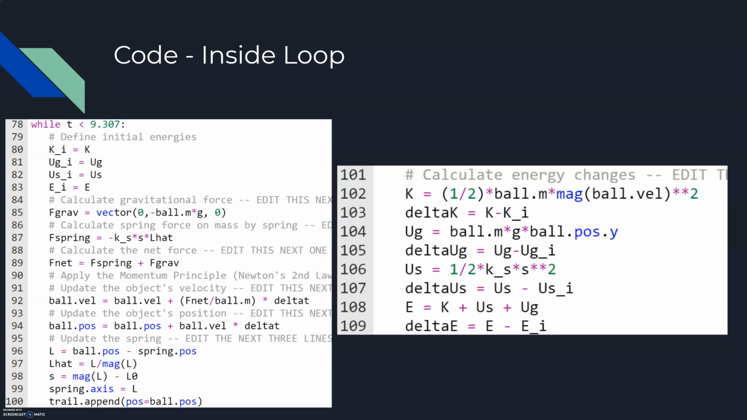Finally, we had to calculate the energy from the data found so far. The kinetic, gravitational potential, and spring potential were all found from the formulas found before, and the changes in energy were all found by subtracting the initial energies from the energies just found. The total energy was set to the three energies added together, and the change in total energy was found by subtracting the initial total energy from the current energy.